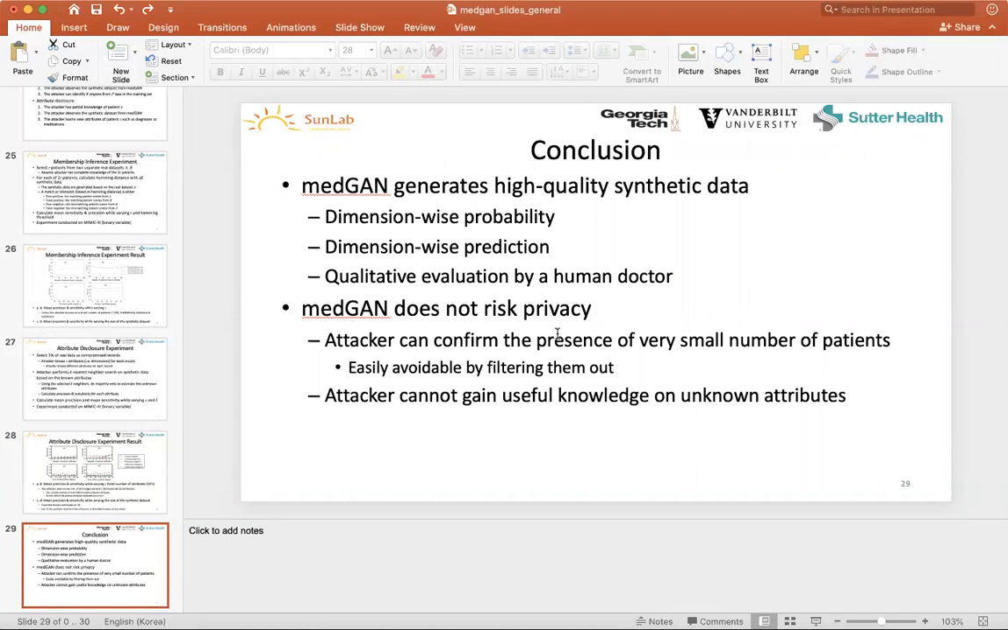So the summary is: quantitatively it generates high quality synthetic data, and MedGAN does not risk privacy. An attacker can confirm the presence of only a very small number of patients, so membership inference is only valid for a very small number of patients. In reality, this is easily avoidable by filtering out very old patients, or patients with really rare diseases. And an attacker cannot gain useful knowledge on unknown attributes. Realistically speaking, statistically it's almost impossible. So that's the bottom line.